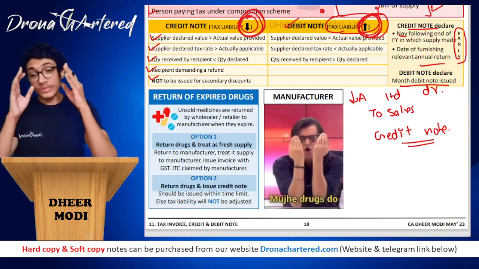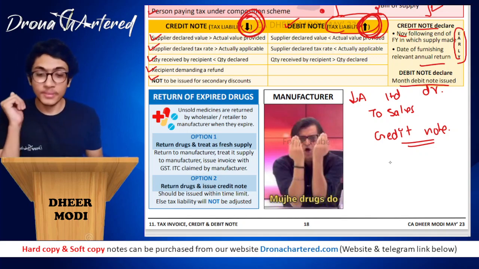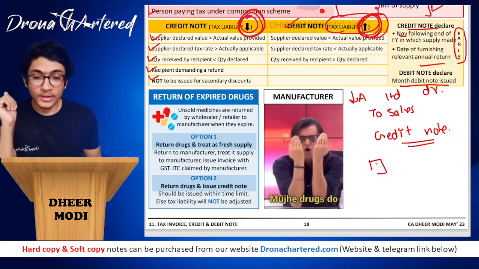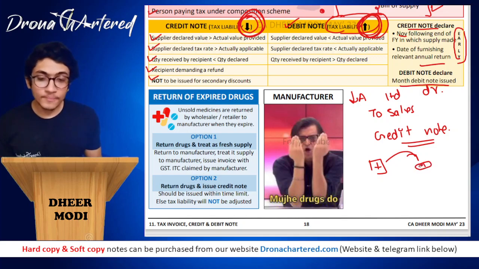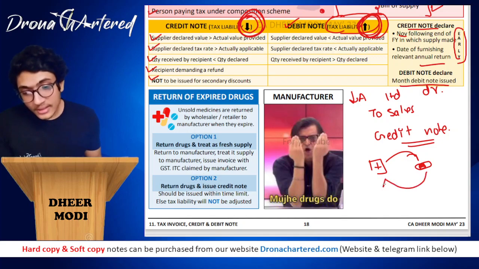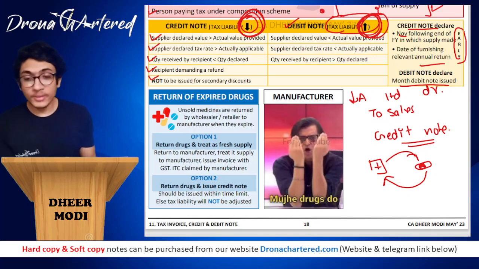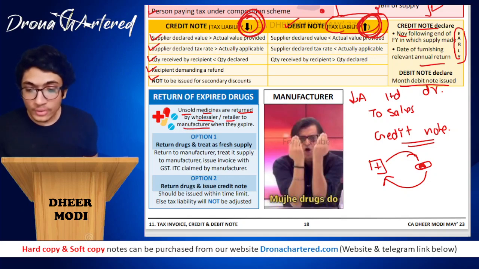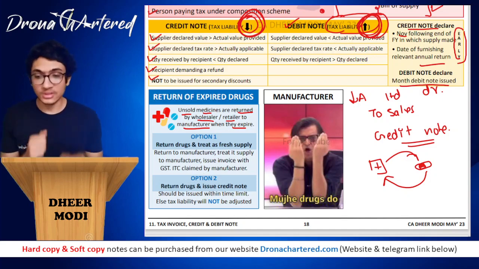Okay. And your last part in this chapter is your return of expired drugs. What happens is these drug manufacturing companies, they give it to the retailers. Now these drugs they expire, they have a time limit. So the retailer gives these drugs back to the company and the company destroys these drugs. So therefore, what has to be done in such a case? So any unsold medicines are returned by wholesalers or retailers to the manufacturer when they expire. Of course, they will not be keeping it, they will return it to the manufacturer.